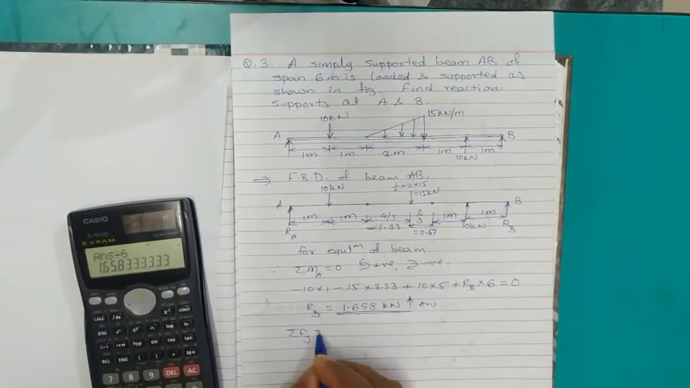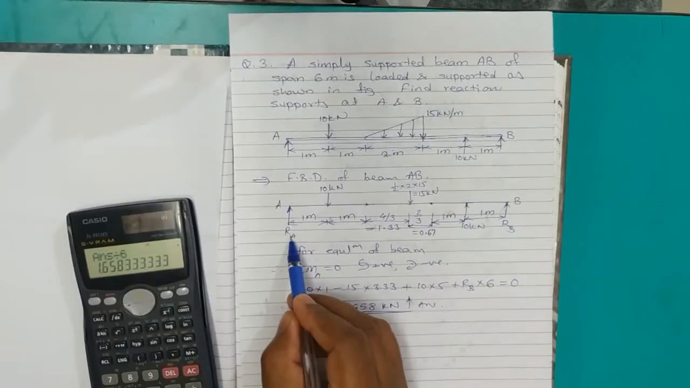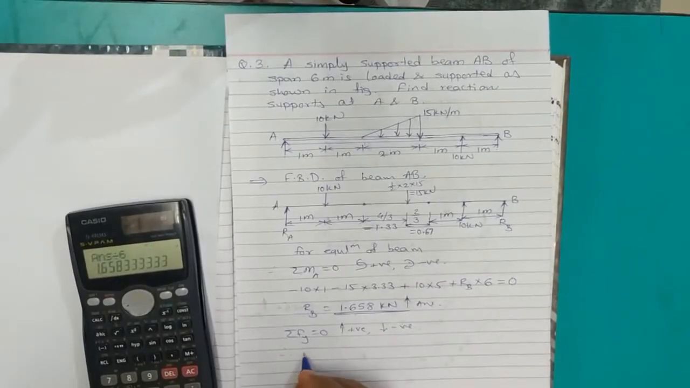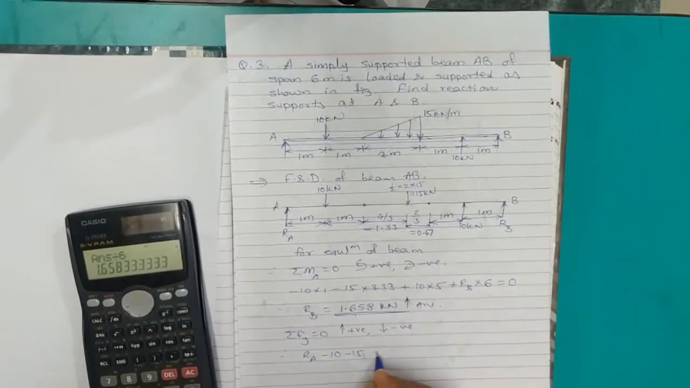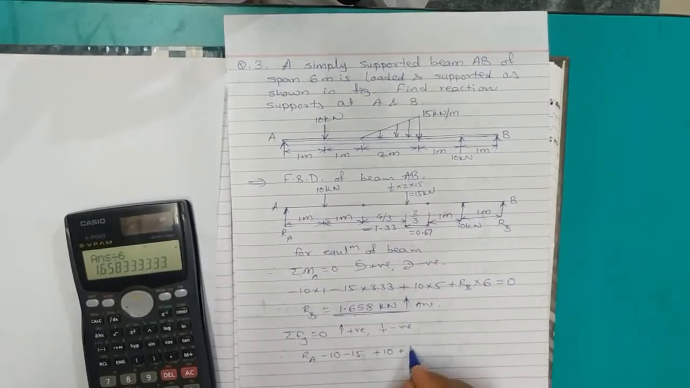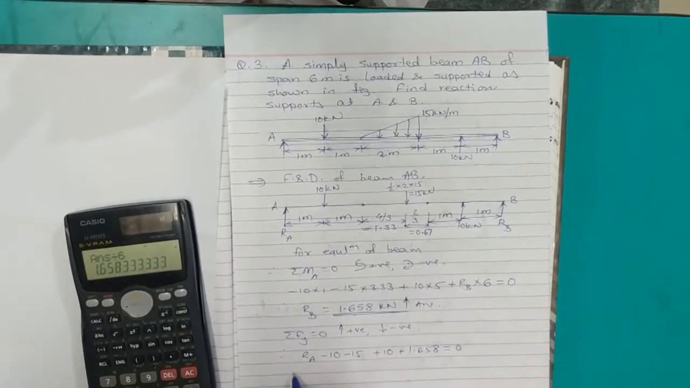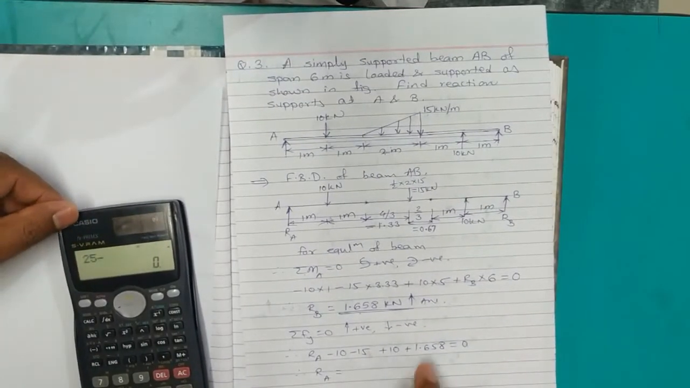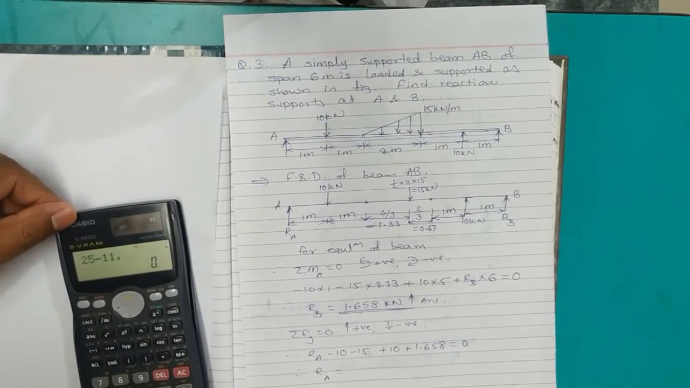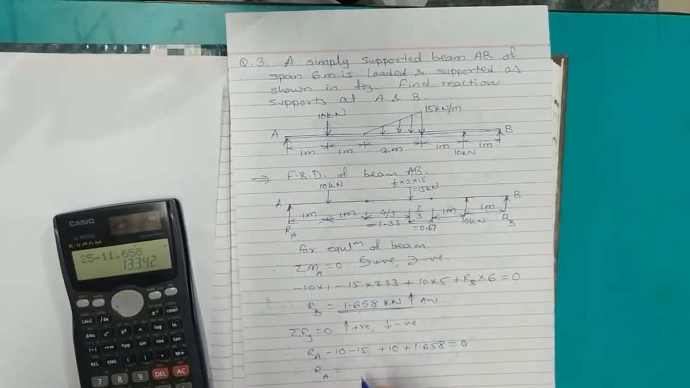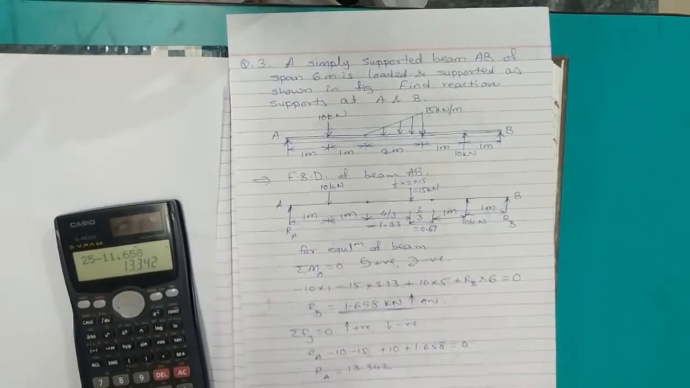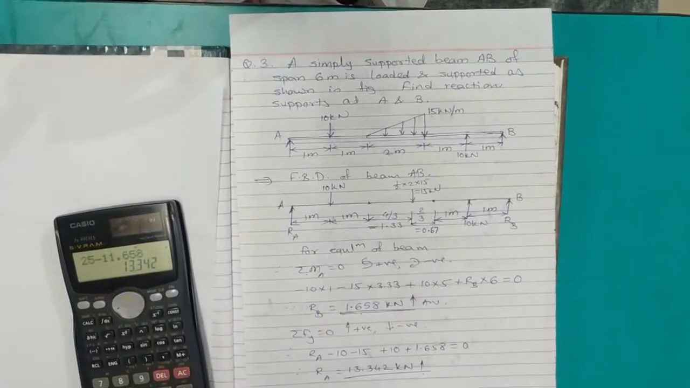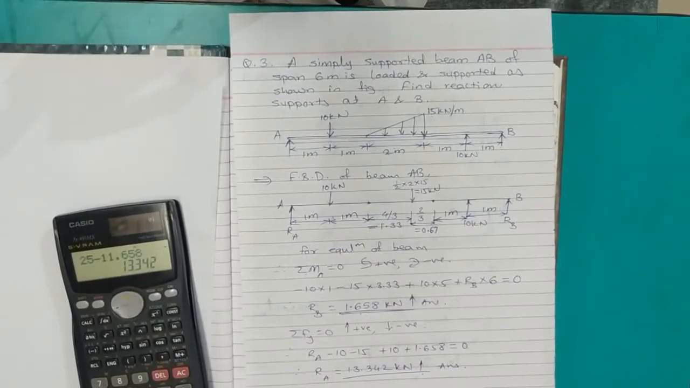Let's use summation Fy equals to 0 to find out the other remaining vertical unknown component, taking upward positive and downward negative. So we have RA minus 10 minus 15 plus 10 plus RB, which is 1.658, that equals to 0. Let's calculate RA now. So 10 plus 15, that should be 25, minus 11.658. RA is 13.342 kilonewton, which will be in the upward direction. That is our answer for the other unknown.